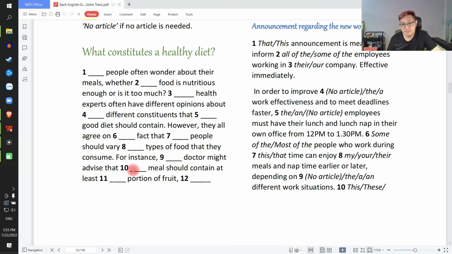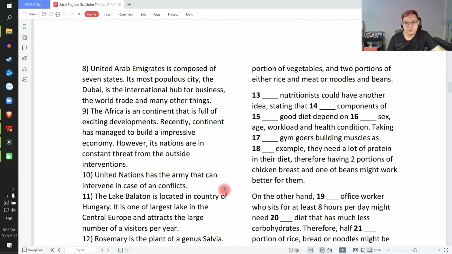Number 10 also one meal, so a meal. Number 9 is also a doctor is one doctor. Số 9, số 10 này cũng là số 1 thôi. A nè. 13. It's no article because we want to talk about nutritionists in general. Số 13 cũng nói về những nhà dinh dưỡng học nói chung, không có mạo từ gì hết.